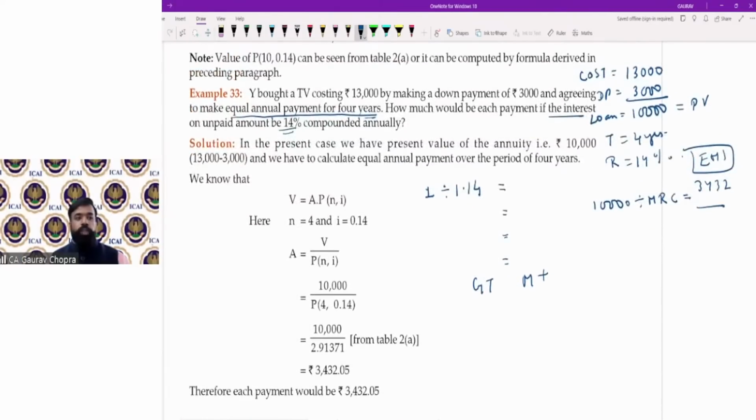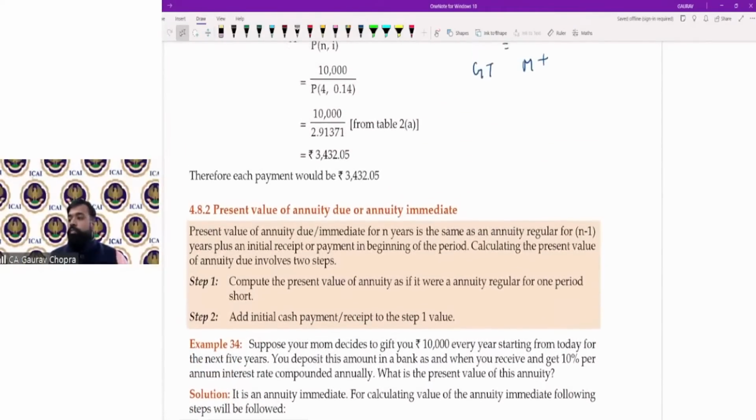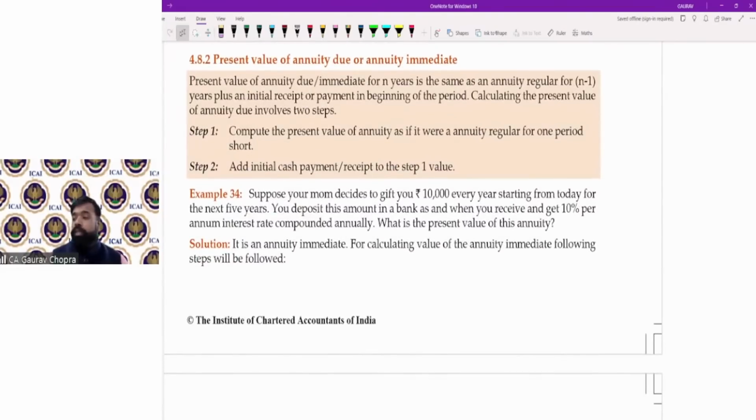All right. So this was basically example number 33. So here we have done the topic present value of annuity regular. Now, in case it is present value of annuity due or annuity immediate, then we have to use one additional step. Just one additional step, rest everything will be same. All right. So let us begin with this example number 34.